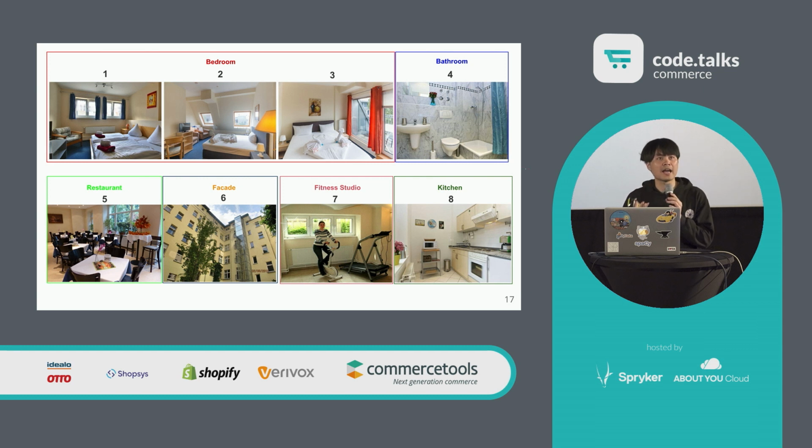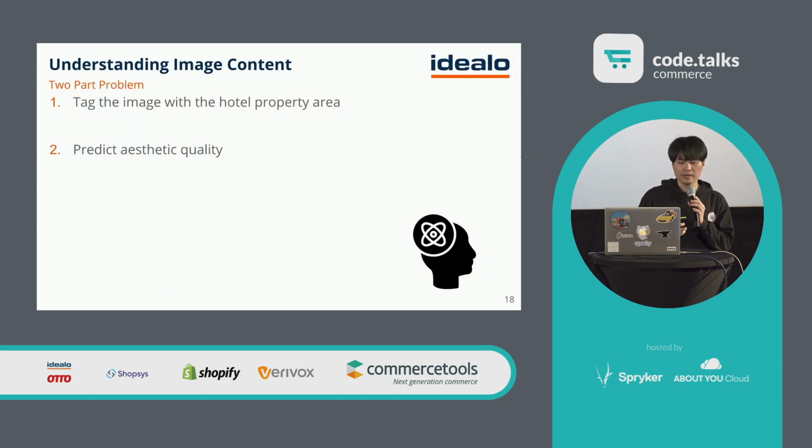And within each of the categories, you basically have an order of images, right? The order is determined by how beautiful they are, so how visually appealing they are compared to other images. And if we drill down into the problem, actually it's a two-part problem.